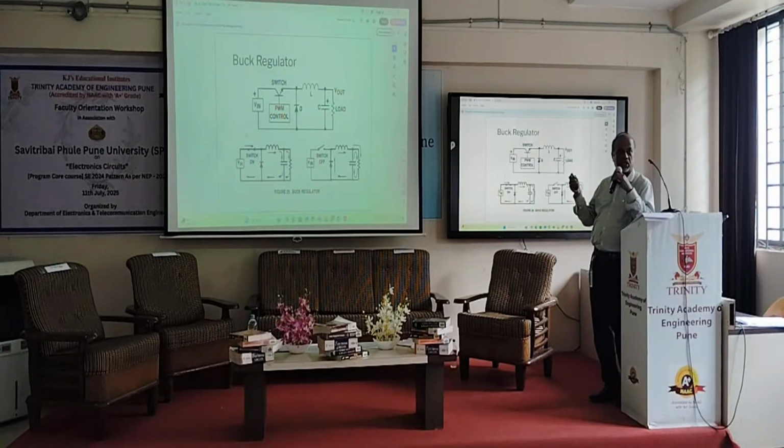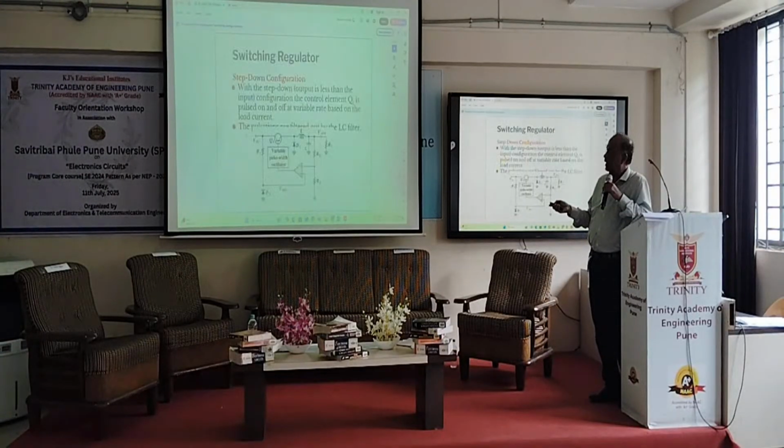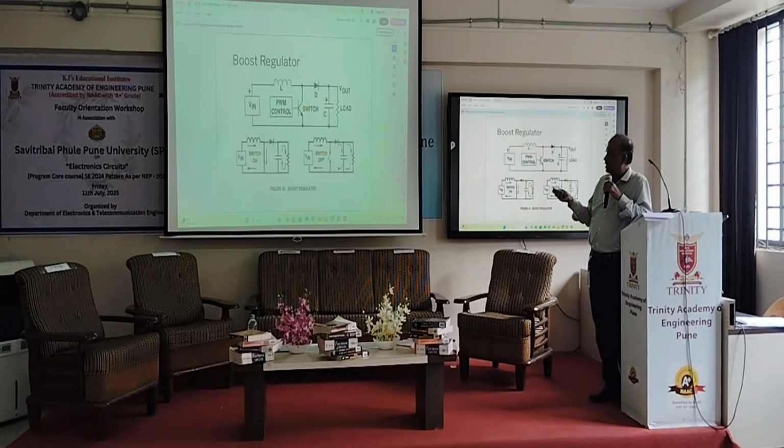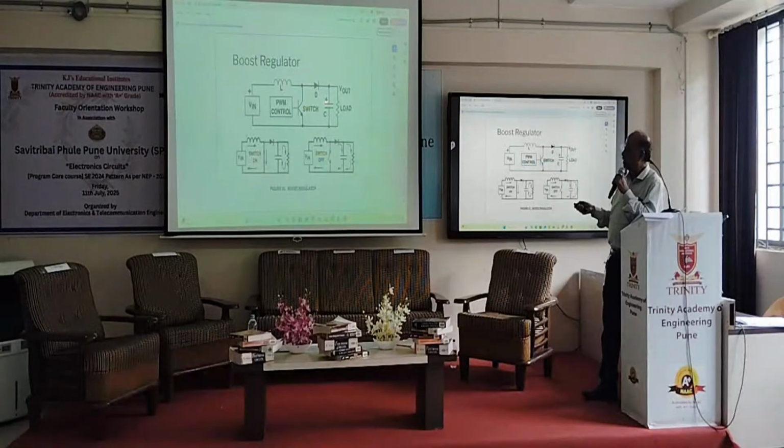So the efficiency of SMPS will be much better than the linear power supplies that we are discussing. So comparison of linear power supply and other things are also used. So this is the diagram, and this is about the boost regulator where it is connected in this way, parallel to the load.